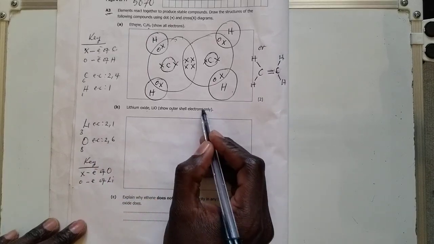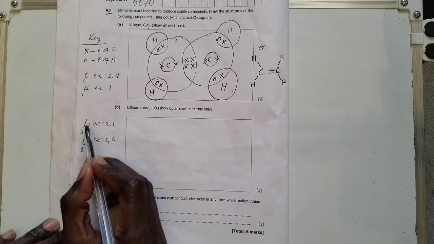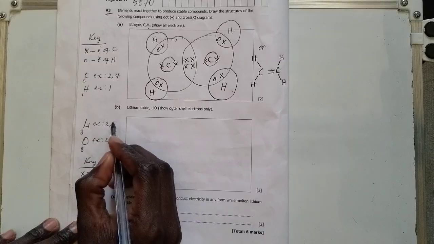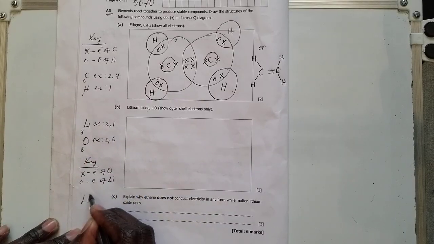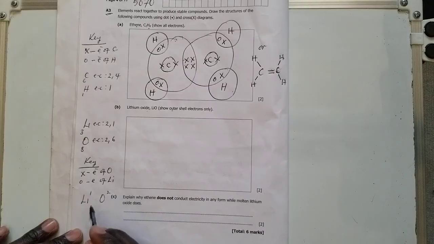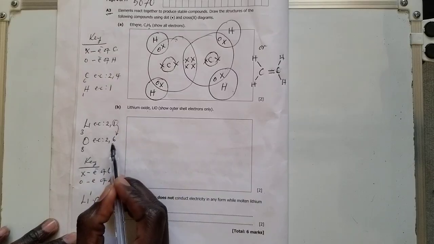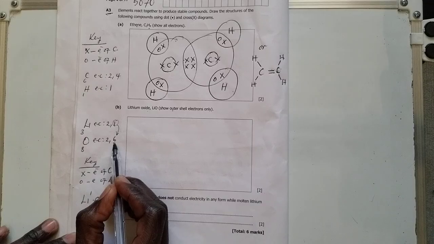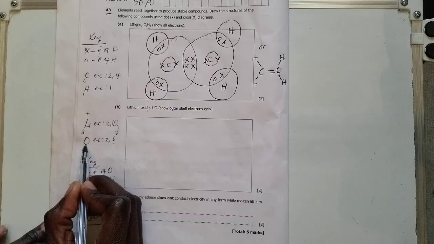Since they want us to show the outermost shell, remember this is between a metal and a non-metal, so this is an ionic bond. If you look at lithium oxide, lithium has a valence of 1, oxygen has a valence of 2. So when you exchange the valences, you are going to find lithium oxide will be Li2O. So there are 2 atoms of lithium. Each of them will give 1 electron to the oxygen. Yes, so there are 2 of them. Remember, this one forms a positive and that one forms a negative charge.